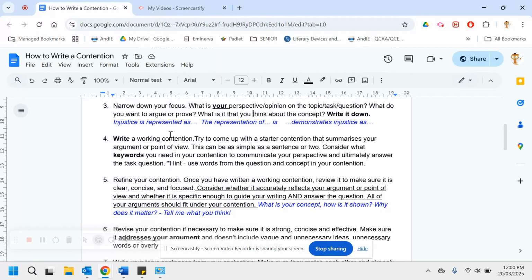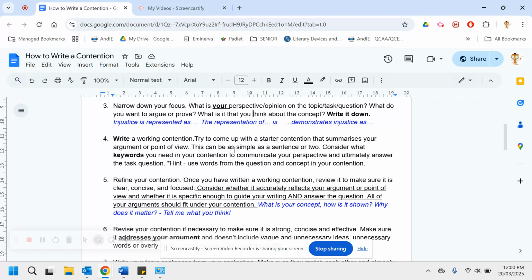It's your starter contention. You might want to help yourself by considering what the keywords are in the question or what you should be talking about. So, for example, if you're doing injustice, you might think of keywords like unfair or racial bias or disadvantage or other concepts that come up when you think of injustice, right? So try to put those in there.